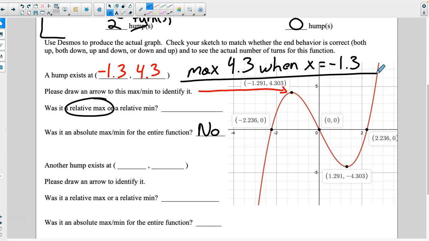Where is our other turn? What are the coordinates of the other turn? 1.3, perfect.